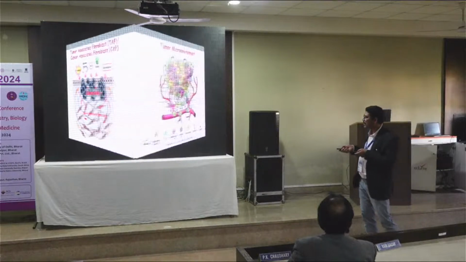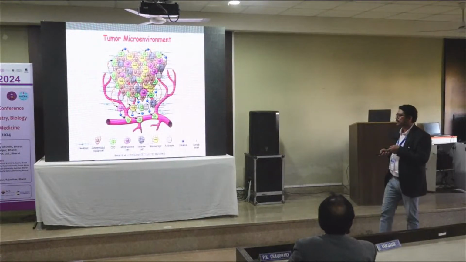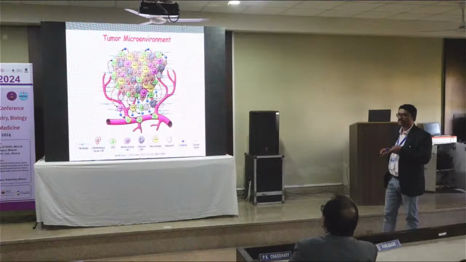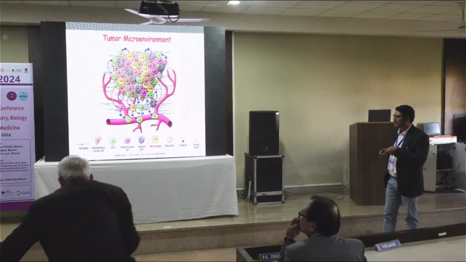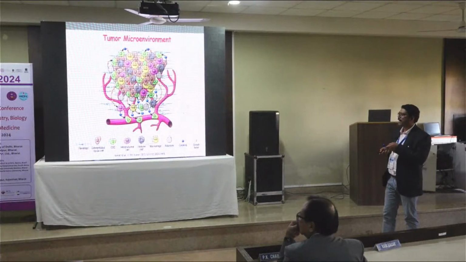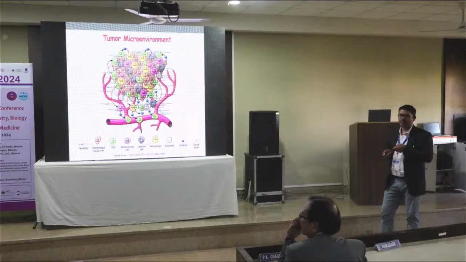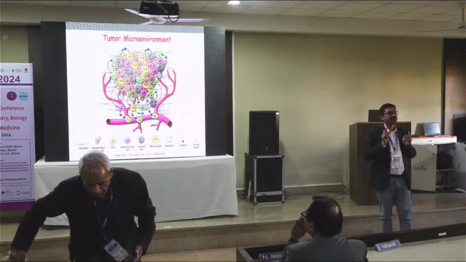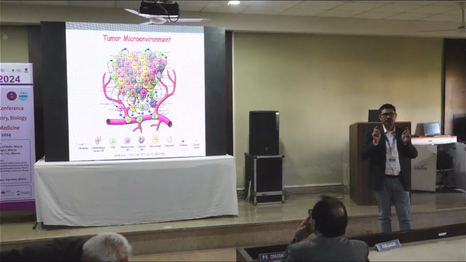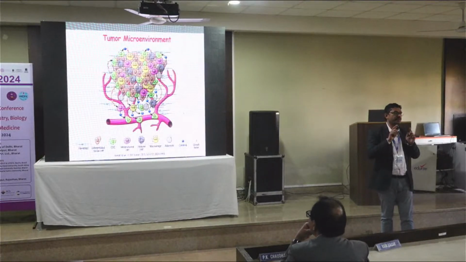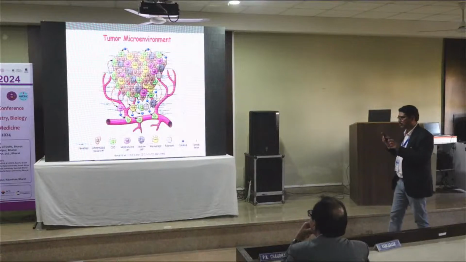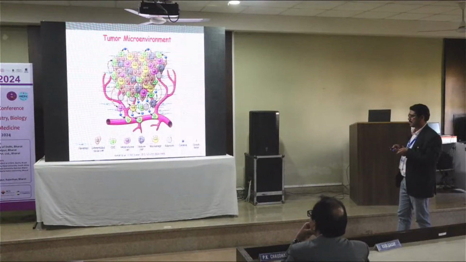So, if you see a solid tumor, normally you have multiple cells, not only cancer cells. These are the cancer cells, macrophages, immune cells, blood vessels, and in the background that you see, these are the fibroblast cells. So if you target just cancer cells, you will not be able to reduce the tumor burden. So you will have to use a combinatorial therapeutic approach to kill the cancer cells together with the other cells.